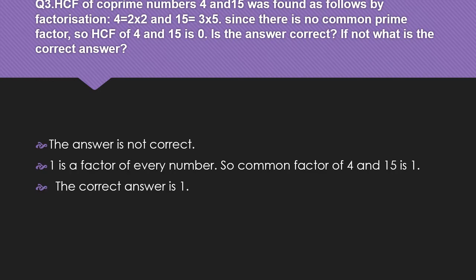Question number 3. HCF of coprime numbers 4 and 15 was found as follows by factorization. 4 is equal to 2 multiplied by 2 and 15 is equal to 3 multiplied by 5. Since there is no common prime factor, so HCF of 4 and 15 is 0. Is the answer correct? If not, what is the correct answer? The answer is not correct. Why? Because we know that 1 is a factor of every number. So the common factor of 4 and 15 is 1. So the correct answer is 1.